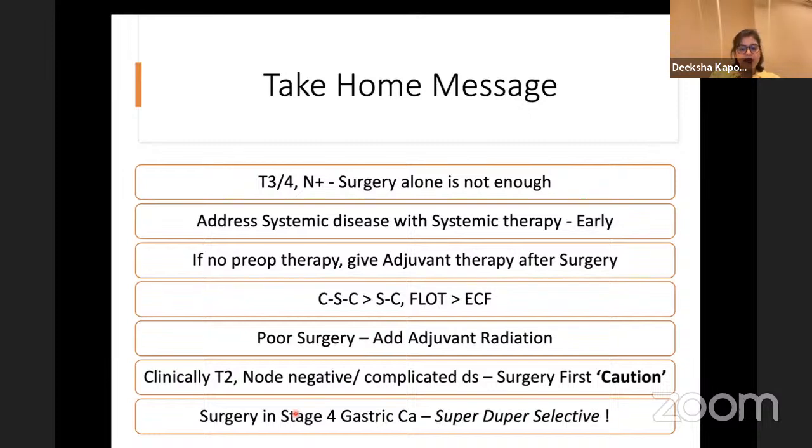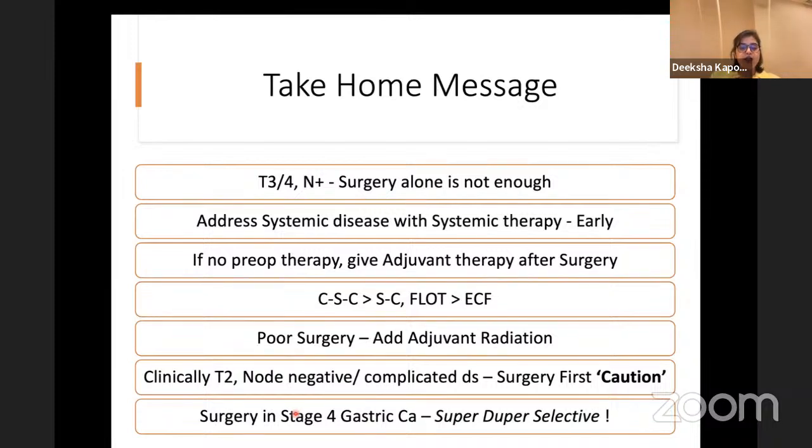The chemo-surgery-chemo paradigm is much better than the surgery followed by chemo paradigm. And FLOT has a survival advantage over ECF, even when adjuvant therapy is not completed. In case of poor surgery, we must add adjuvant radiation. Poor surgery means R1, R2 resections, inadequate lymphadenectomy, and extensive lymph nodes positive even when adequate lymph nodes were removed.